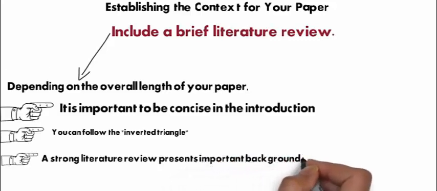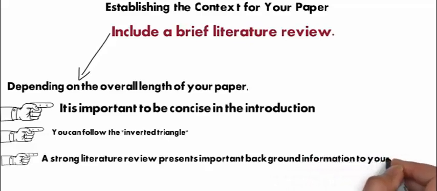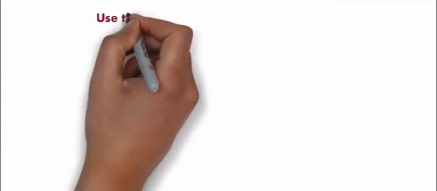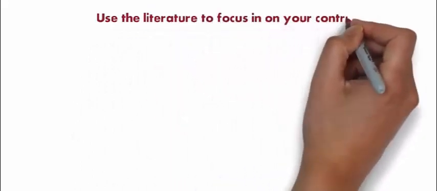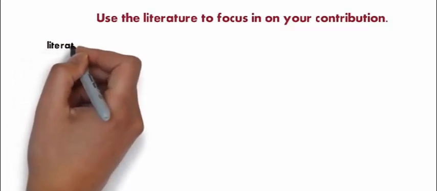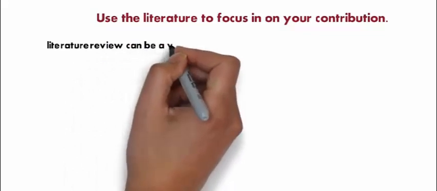A strong literature review presents important background information to your own research and indicates the importance of the field. Use the literature to focus in on your contribution. A concise but comprehensive literature review can be a very effective way to frame your own research paper.